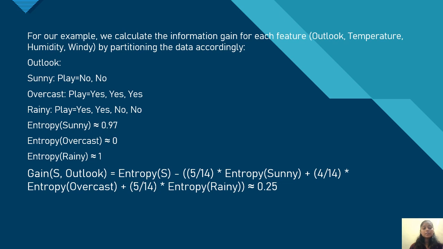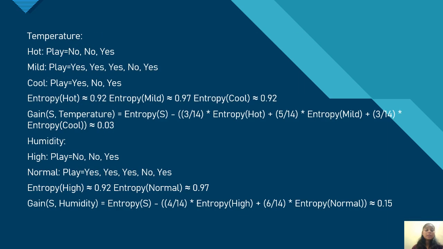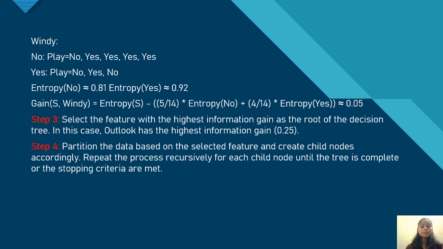And finally, you're going to calculate the gain for the outlook, and it is given by gain of S comma outlook, which is equal to entropy of S minus 5 by 14 into entropy of sunny plus 4 by 14 into entropy of overcast plus 5 by 14 into entropy of rainy. So therefore, the gain of outlook is 0.25. Similarly, you have to calculate it for temperature, humidity, and windy, the attributes of the problem. So the gain will become 0.03 for temperature and humidity. Similarly, you have to calculate all these. And windy also is going to become 0.05.